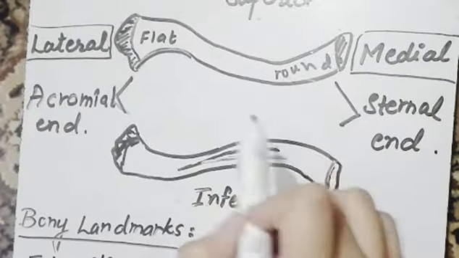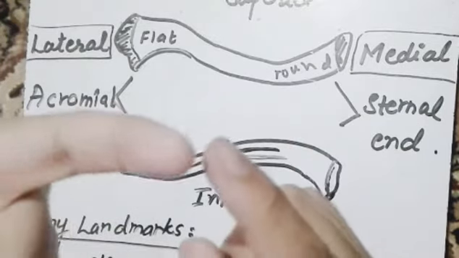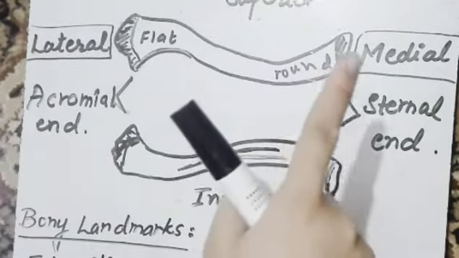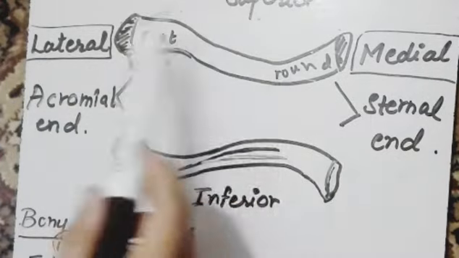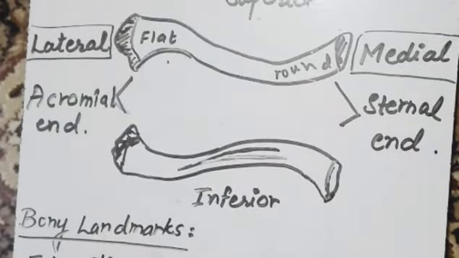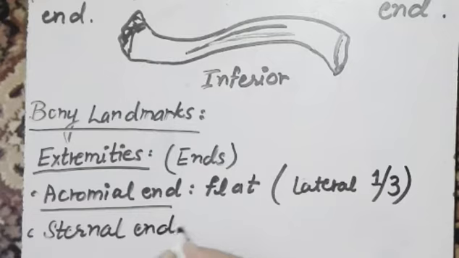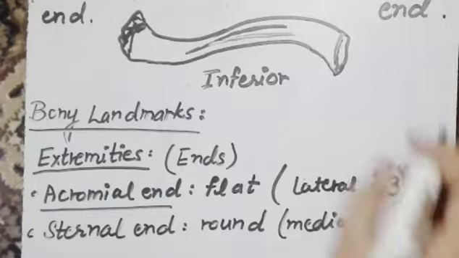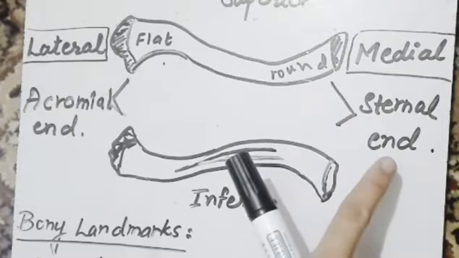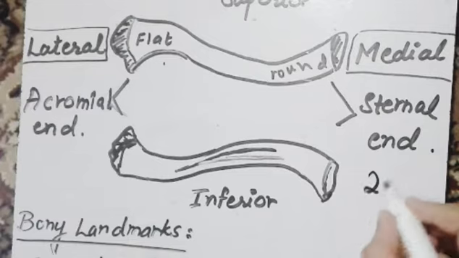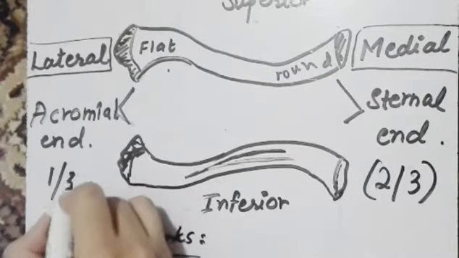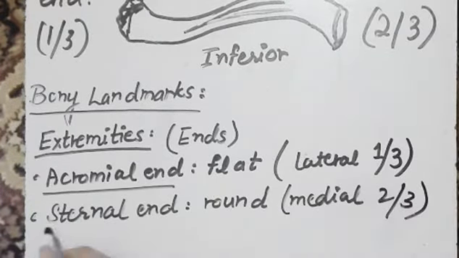And then there is this sternal end, which is round. It's sort of a round shape, not a flat one. Since we called the lateral one the acromial end, this is the medial sternal end, and it is 2/3 of the clavicle, and it's round in shape. It's called the medial 2/3 of the clavicle. It's not so difficult. Just remember that sternal is 2/3 and the acromial is 1/3 of the clavicle.